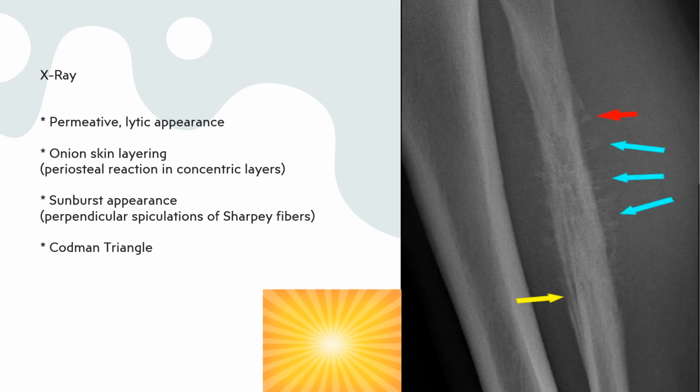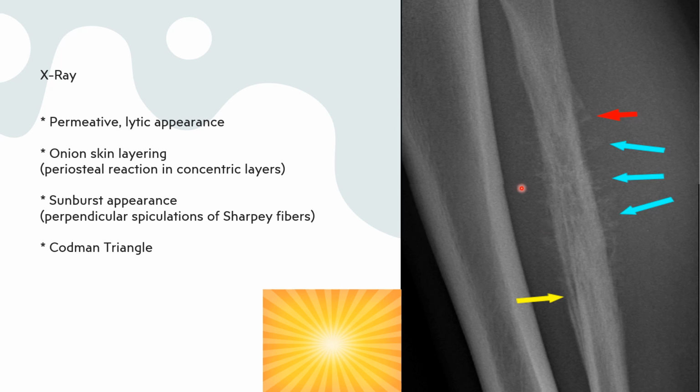Okay, so coming down to the fun part, we have an elevation of the periosteum on the X-ray as seen over here. Now this is a Codman triangle, and as you might recall, you can also see this in an osteosarcoma. Now these blue and yellow arrows point to two different types of periosteal reaction in response to the growing tumor.